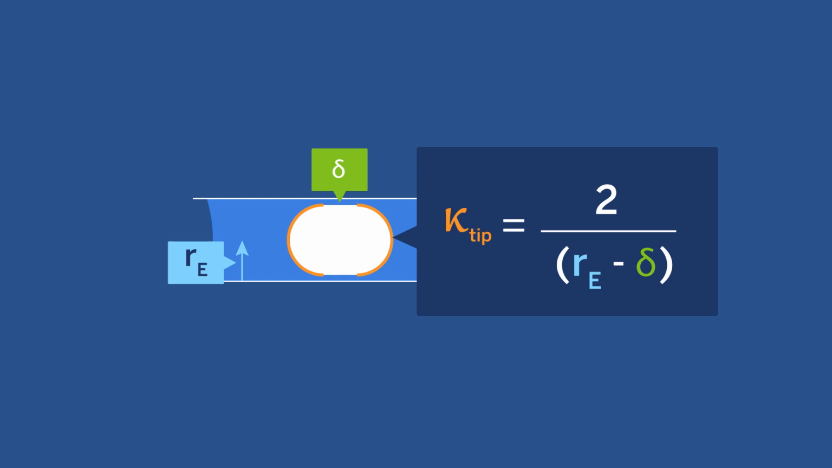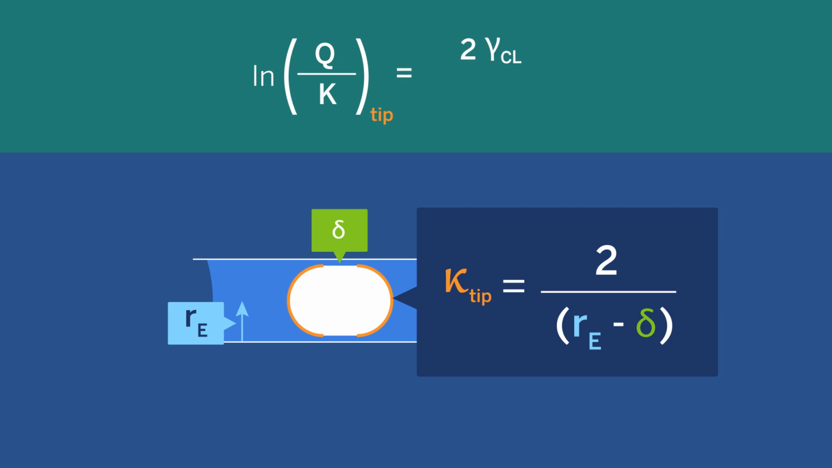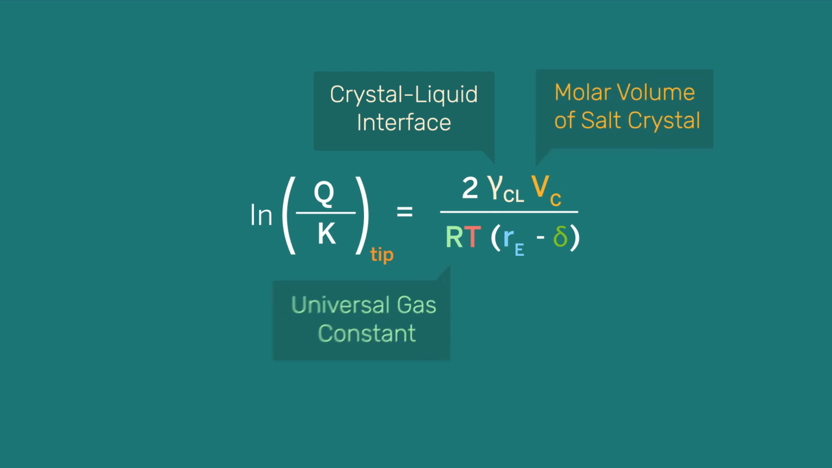Such crystal tips would be in equilibrium with a supersaturated solution such that the natural logarithm of the supersaturation at the tip is equal to 2 times gamma_CL V_c over RT times (Re minus delta), where gamma_CL is the crystal liquid interfacial energy, V_c is the molar volume of the crystal, R is the universal gas constant, and T is the absolute temperature.